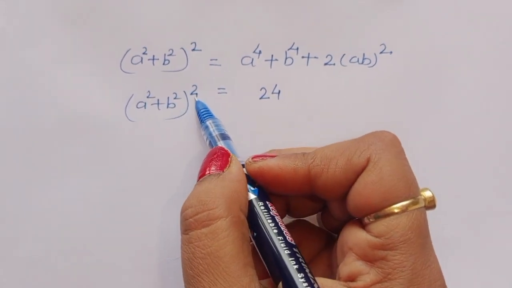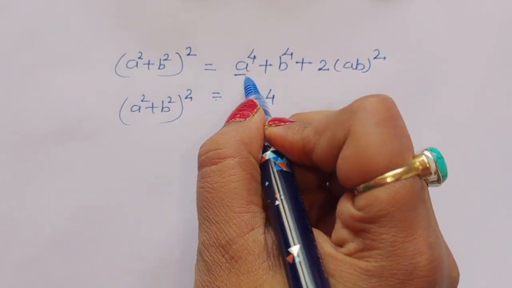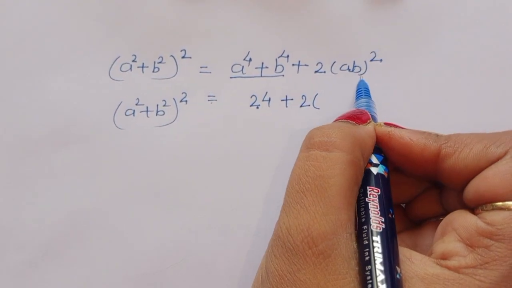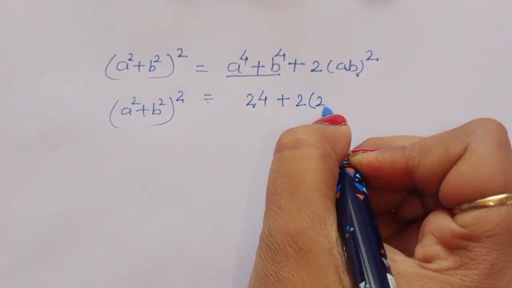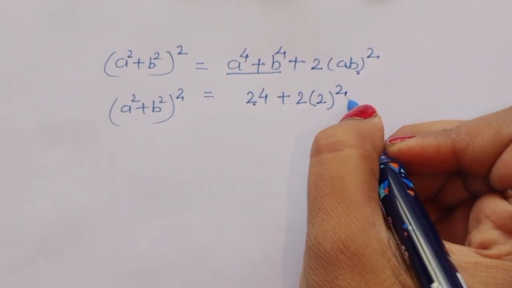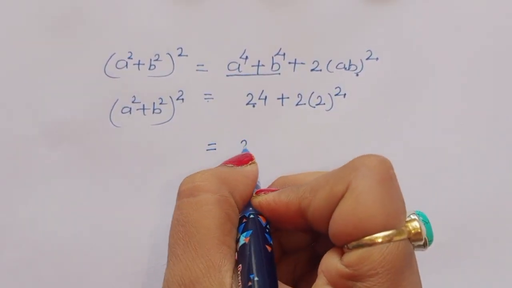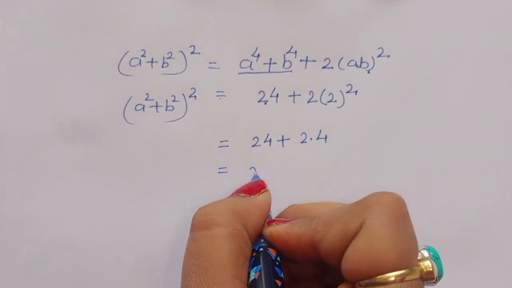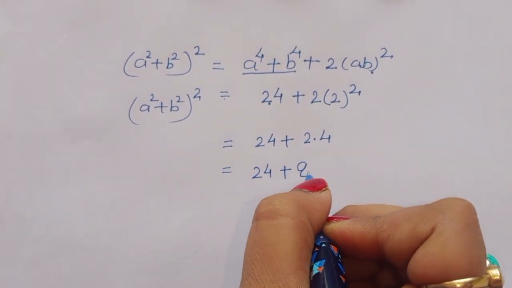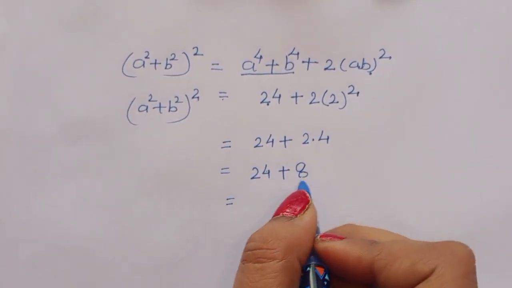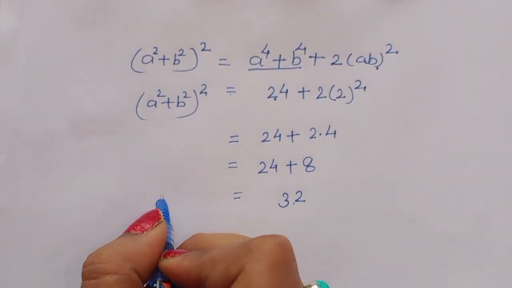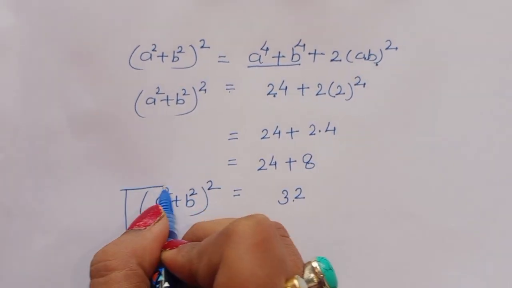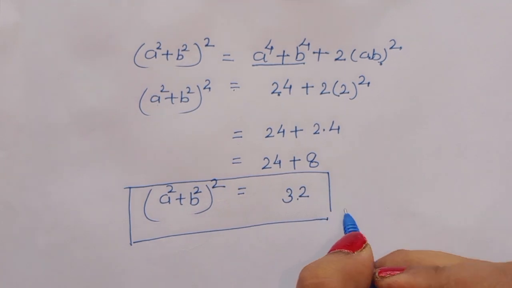A square plus b square whole square is equal to a power 4 plus b power 4, which is 24 by equation 3, plus 2 times ab, where the value of ab is 2, squared. This is by equation 2. It is equal to 24 plus 2 times 4, that is 24 plus 8, which is 32. This is the value of a square plus b square whole square, equal to 32. This is equation 4.